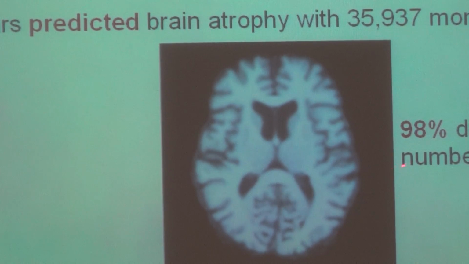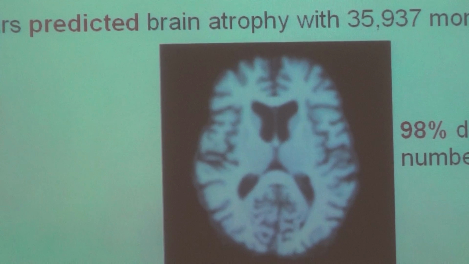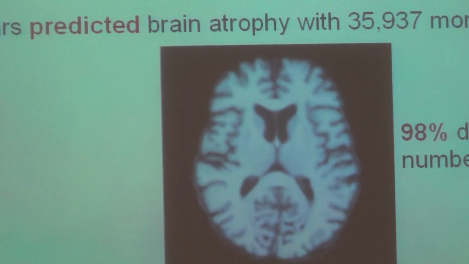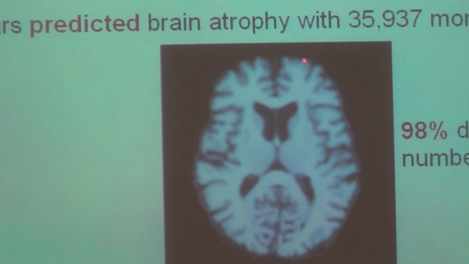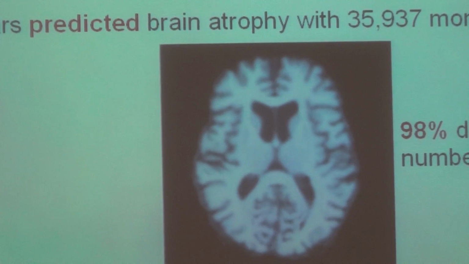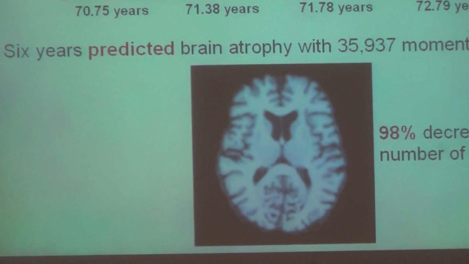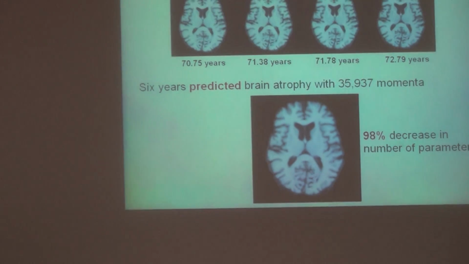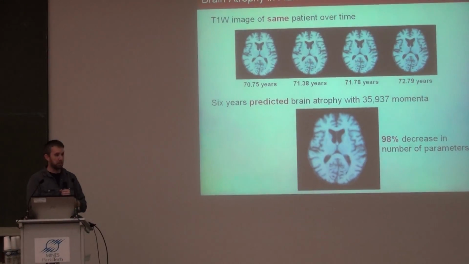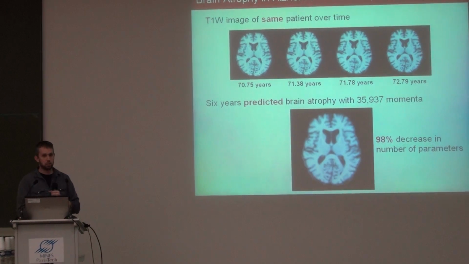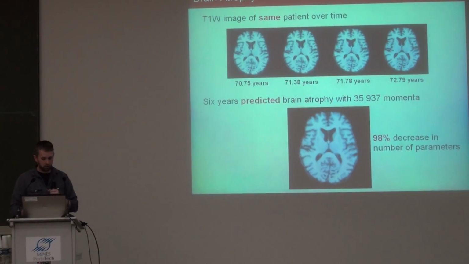And just note that since this is a 3D image, there are over 2 million voxels, and our representation has just under 36,000 momenta, so a 98% decrease in the model parameters. And you can see we still are able to model pretty interesting and realistic changes for this patient here.